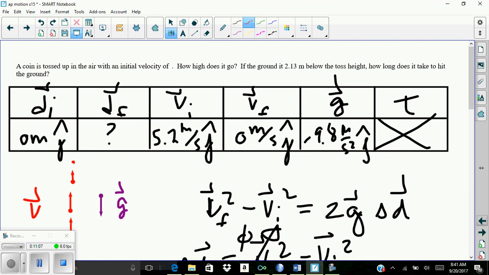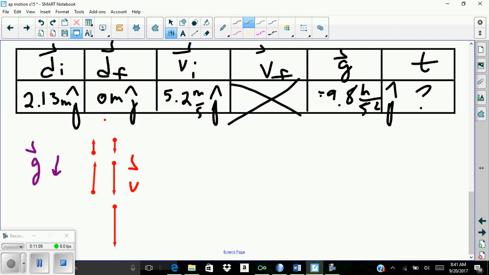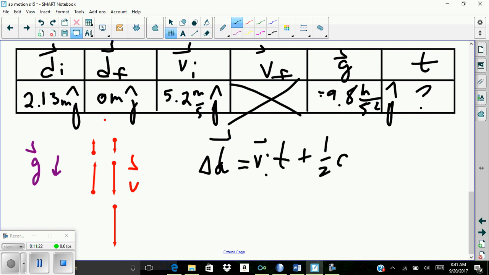Oops, I went too far. Okay, so we end up with, let's write that out. I end up with delta D is equal to VIT plus 1/2 GT squared.